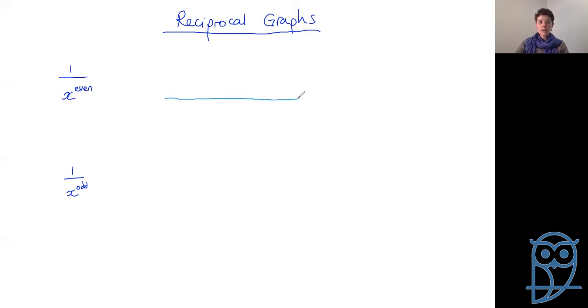1 over x to the even is going to give us a graph which is entirely above the x-axis. Okay, even number, so every negative value is going to be squared. It's going to give a positive output. So even when x is a negative value, it's going to have a positive output. Okay, 1 over x to the odd is going to give us, maintaining those signs, positive x's give positive y's, negative x's give negative y's. And in both cases, the y-axis is an asymptote.